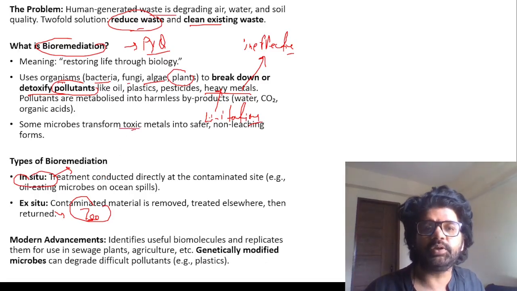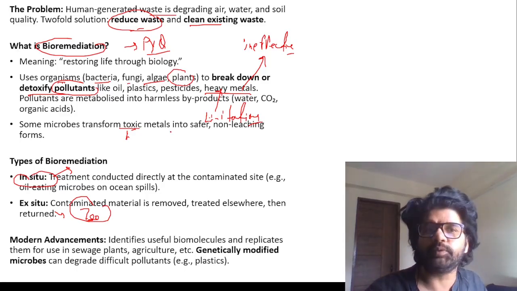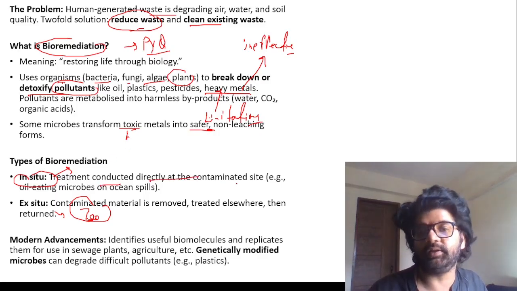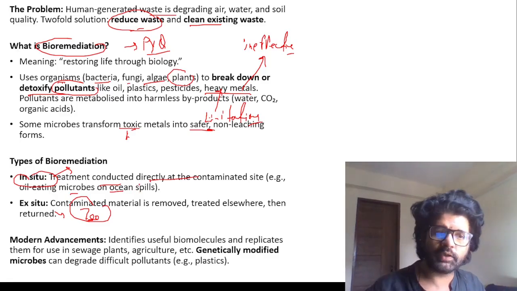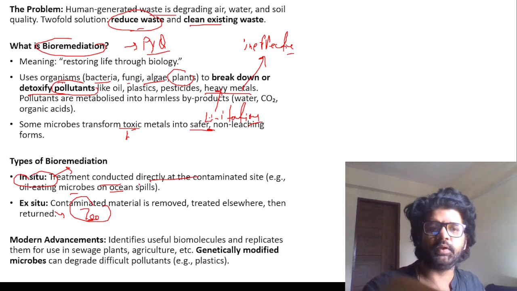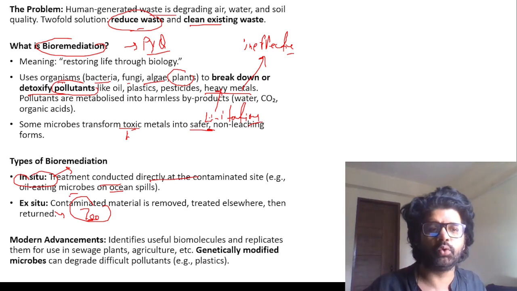Toxic metals, heavy metals, sometimes microbes will not decompose or break them totally, but they can convert them into safer non-leaching forms. In situ treatment is conducted directly at the contaminated site. For example, oil-eating microbes on an ocean spill. Sometimes big ships carry oil from one place to another and it spills into the ocean. There, if you use oil-eating microbes, that is in situ bioremediation.